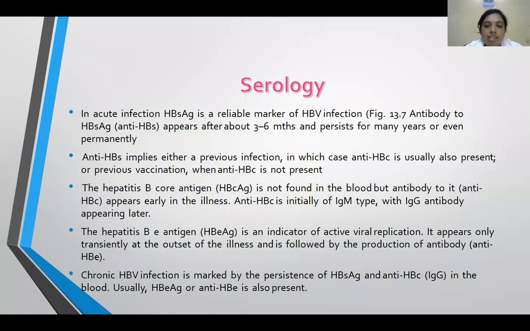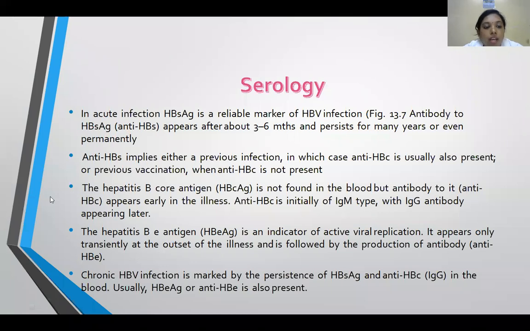Hepatitis B antigen is a reliable marker. This appears after about 3 to 6 months versus for many years or even permanently. And then later on, what does anti-HBs indicate? It indicates either there is a previous infection in which anti-HBc is also present, or a previous vaccination.